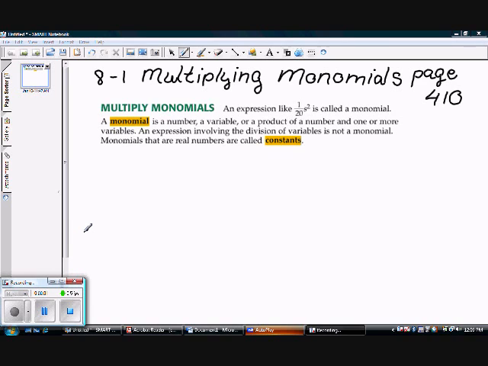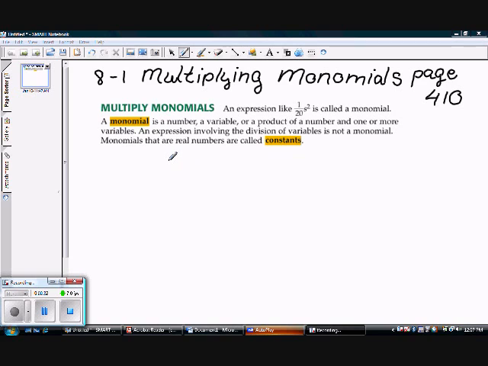Okay, today we're going to be studying multiplying monomials. It's page 410 in your book. We're going to start out by defining what a monomial is. An expression like 1/20th times s squared is called a monomial. A monomial is a number, a variable, or a product of a number and one or more variables. An expression involving the division of variables is not a monomial.